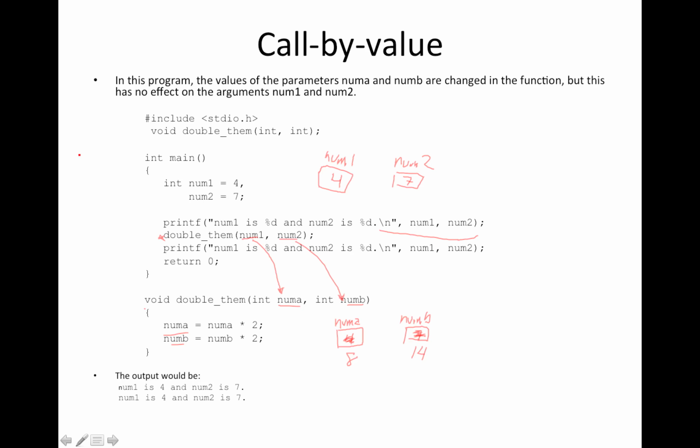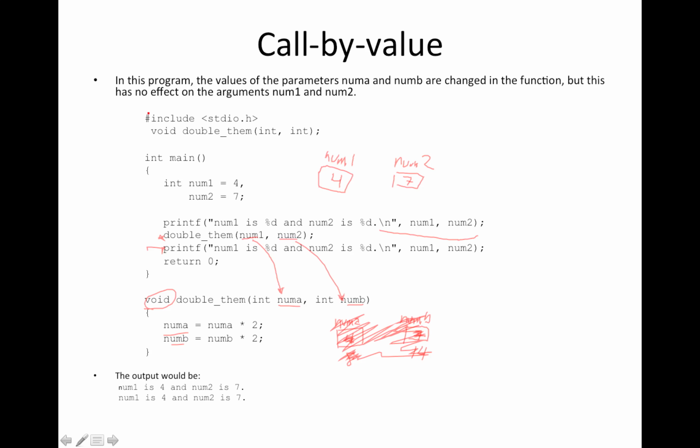Notice that this is a void function. There is nothing returned from this function. But as soon as the function stops executing, that sends control back to main. And then when that happens, the parameters go away. So those only existed while the function was executing.